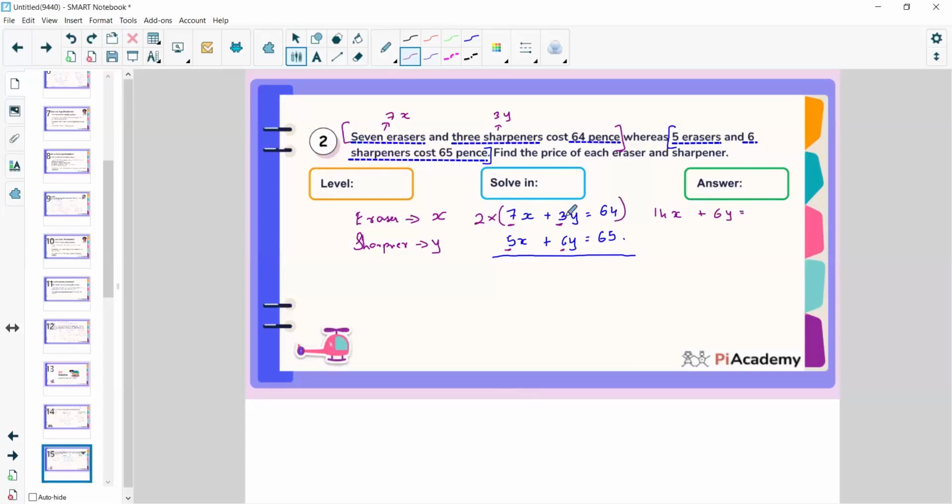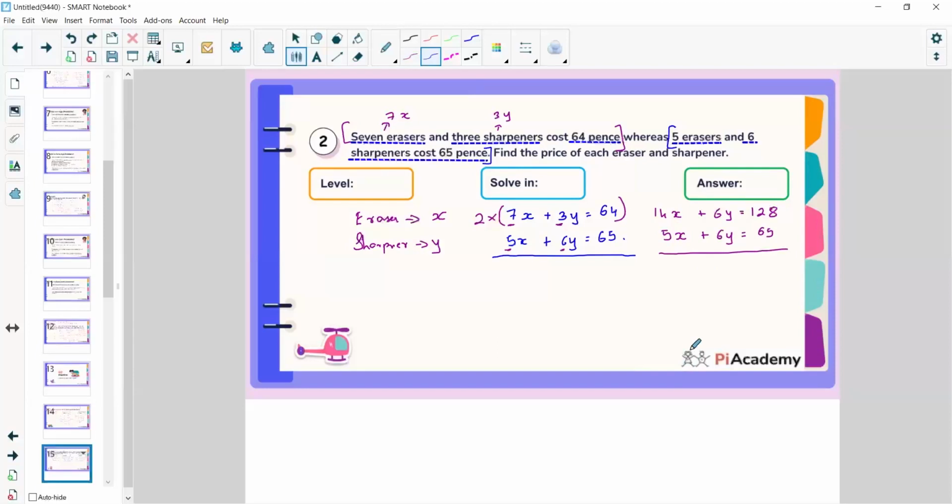What is 64 times 2? 128. Okay. And then I will write this equation as it is. 5x plus 6y equals 65. Okay. So what would happen after solving? What do I need to do? Add or subtract?